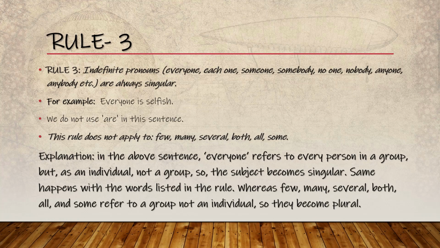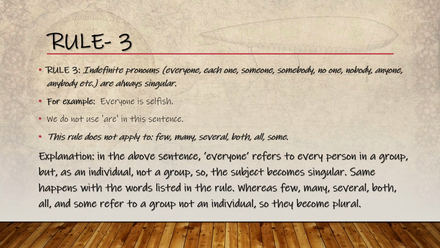Rule 3, indefinite pronouns, everyone, each one, someone, somebody, no one, nobody, anyone, anybody, etc., are always singular. For example, everyone is selfish. We do not use are in this sentence. This rule does not apply to few, many, several, both, all, some.